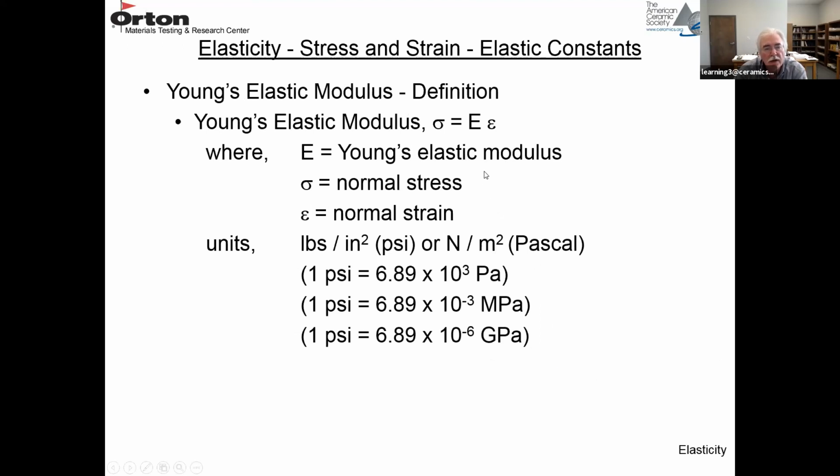The stress and strain are related. You have a normal stress and a normal strain, and they're related through an elastic modulus constant, E, Young's elastic modulus. So the normal stress equals Young's elastic modulus times the normal strain. Since strain is dimensionless, the elastic modulus has the same units as the stress, so the units of elastic modulus are again PSI or pascals.